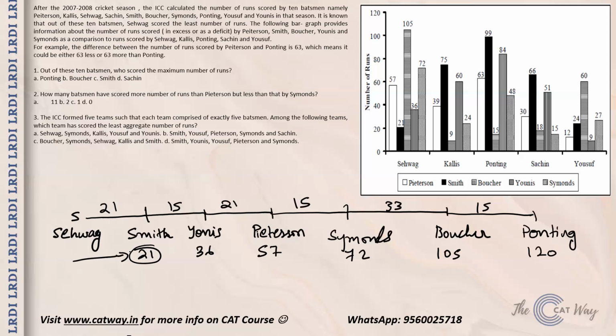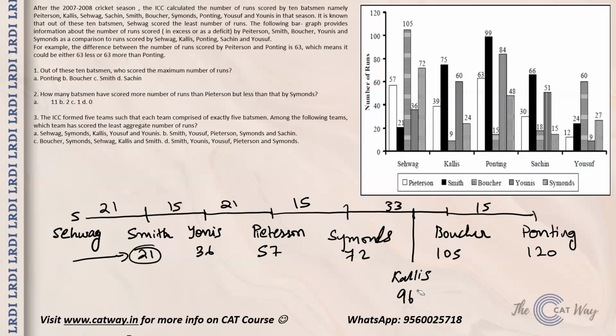If Smith is 75 points lower than Kallis, Smith is already at 21 and another 75 would take Kallis to 96. So Kallis would be coming somewhere over here. I'm going to write it over here. The total difference from Kallis to Sehwag is 96 points now. So that is also done. Now with Kallis, we do not have anything else.